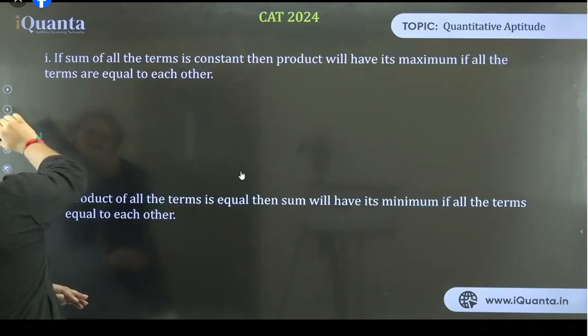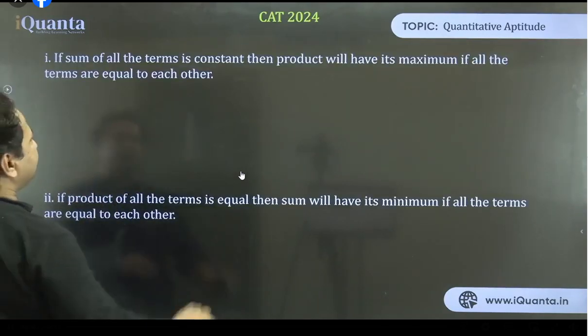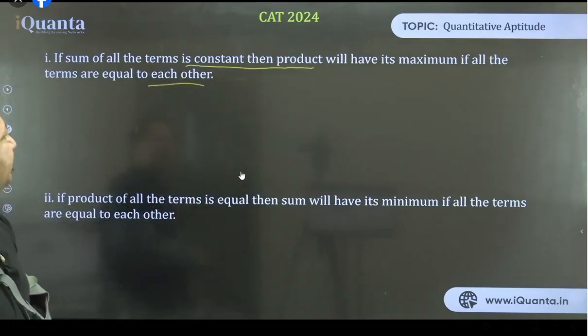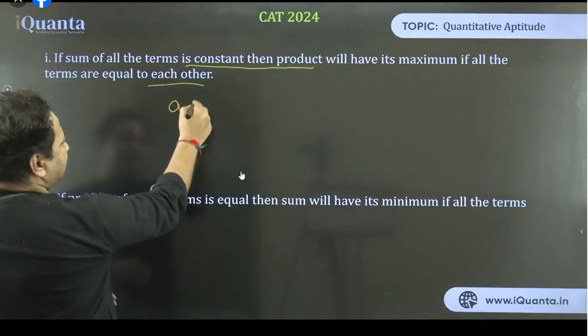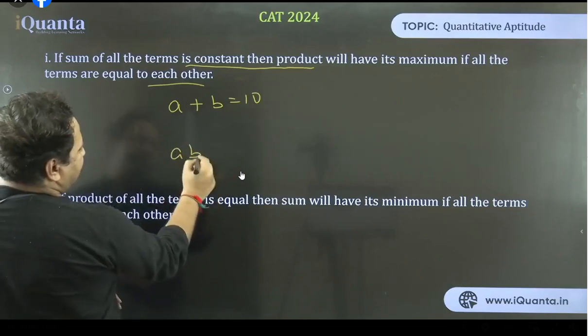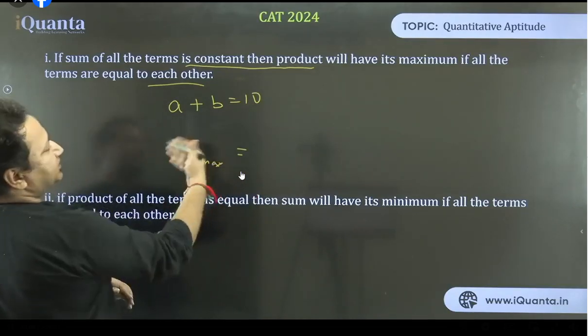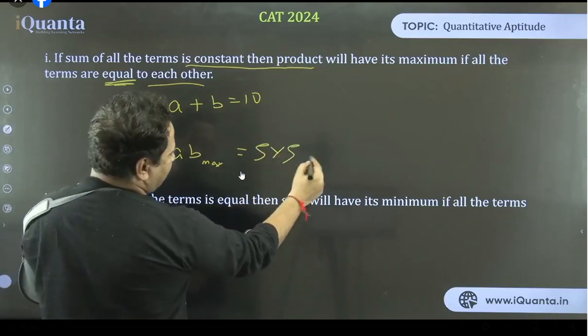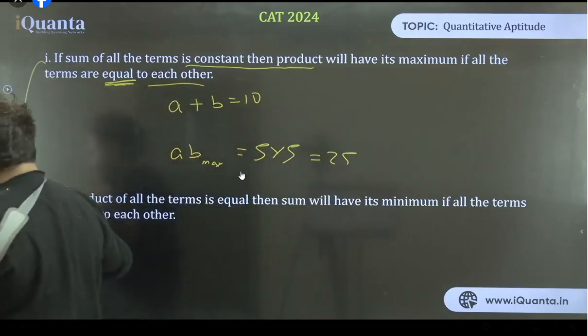Now, I need you to understand this thing. If sum of all the terms is constant, then product will have its maximum value if all the terms are equal to each other. This is something which all of you know, isn't it? So if I have a plus b equal to 10, the product of a and b will be maximized if a and b are as close as possible. ये equal लिखा है, ये बोलना चाहिए as close as possible. So we'll get 5 into 5. I know all of you know this, and this is nothing but the reverse of it.